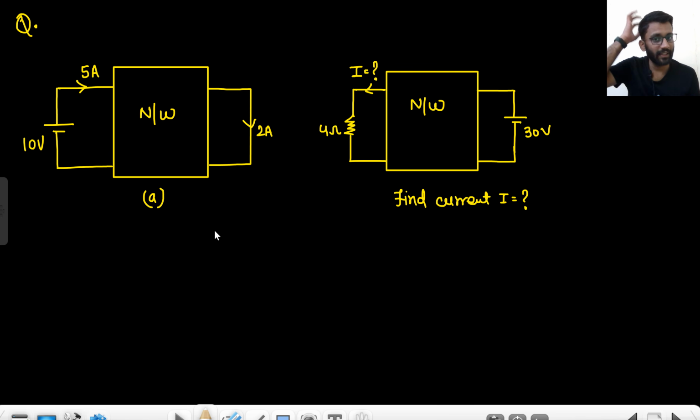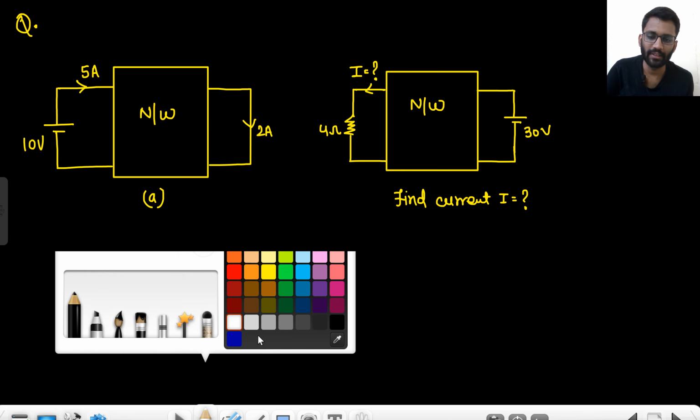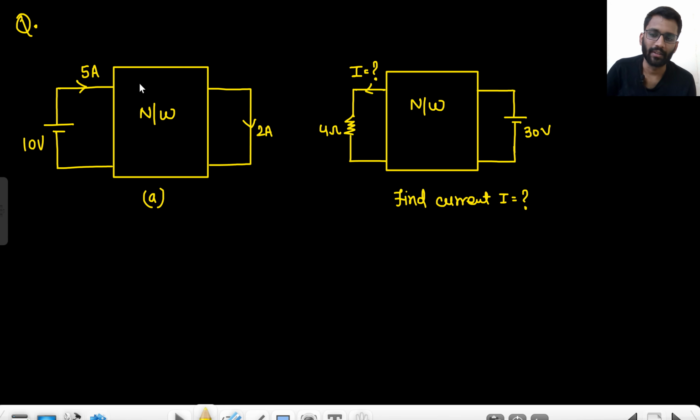First we will think about the concept. In this question, you need to find the current I. Can you apply the reciprocity theorem now? No, you can't apply the theorem because the network has to be a resistive network or linear network. It should be defined that it is a linear network, not just a network.